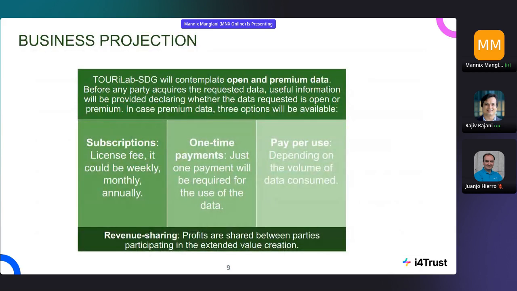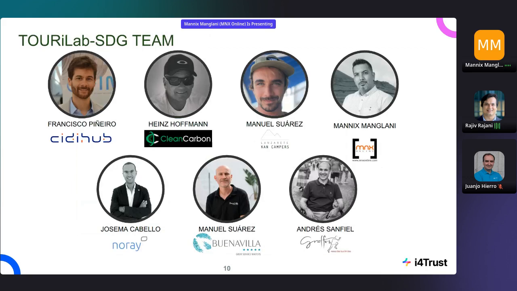Okay, so this is a business projection. Obviously, we will use different methods of payment, both free and premium. But yes, time is up, sorry. I hope more or less we said what the experiment was about.